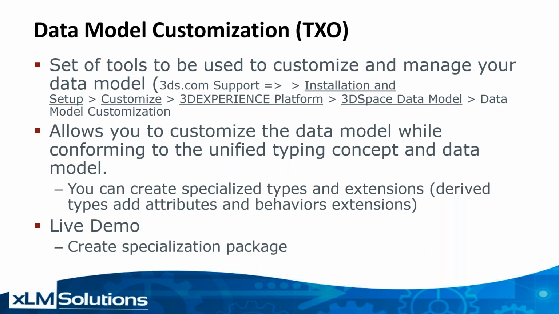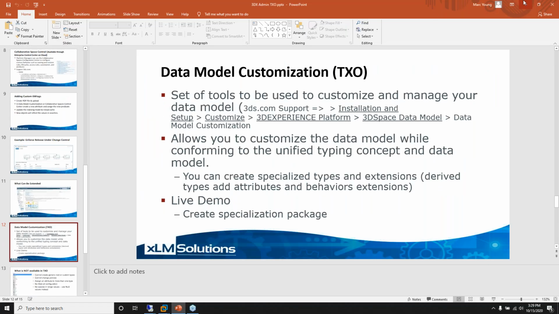The old term, I'm trying to blank on it right now, but the new term going forward is called unified typing, and attributes and objects are created through unified typing, based on using this TXO or data model customization tool and/or the attributes extension tool that I showed you. And you can create specialized types and extensions. Basically, you're deriving types from existing types in the system and adding attributes and behaviors to it. So let's go look at that in more detail.